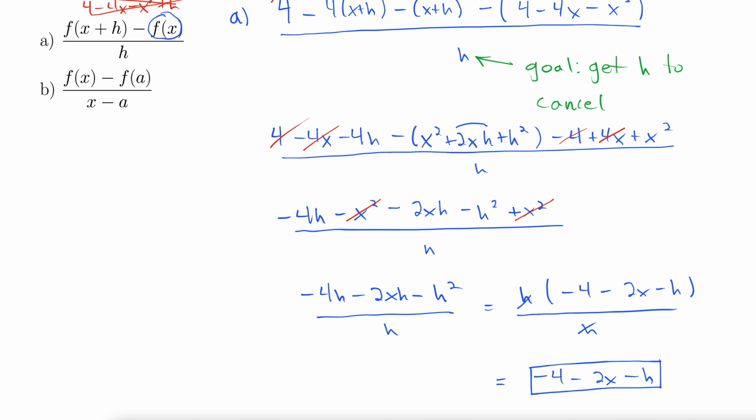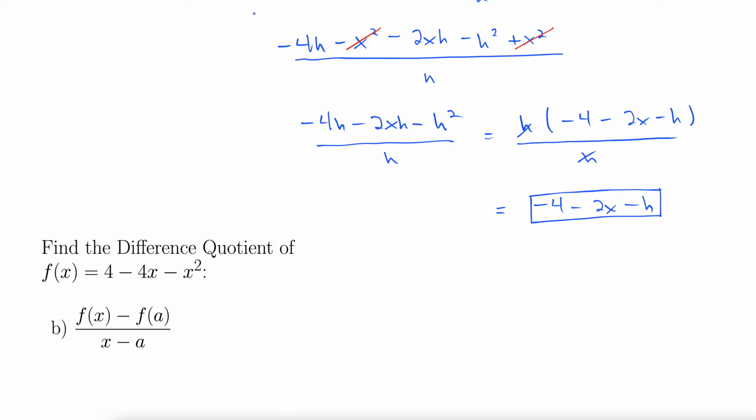Let's try part B, where we use the x minus a method. Okay, so let's fill that in. We have f of x. Well, f of x is always just writing the function again. 4 minus 4x minus x squared minus parentheses. Important to put those parentheses in there. F of a, okay, 4 minus 4a minus a squared. Okay, all over x minus a.